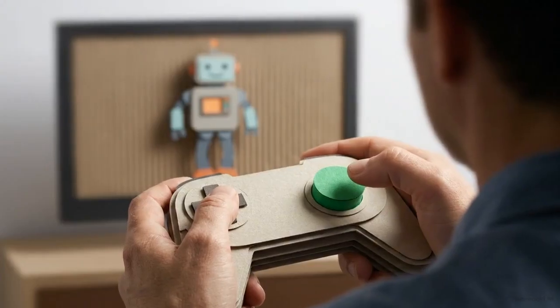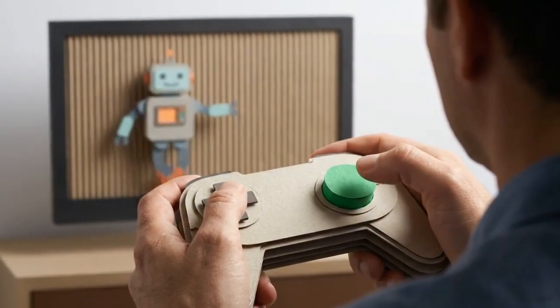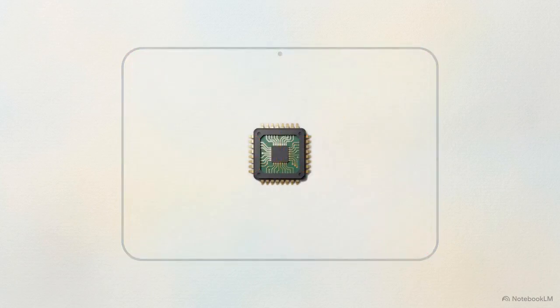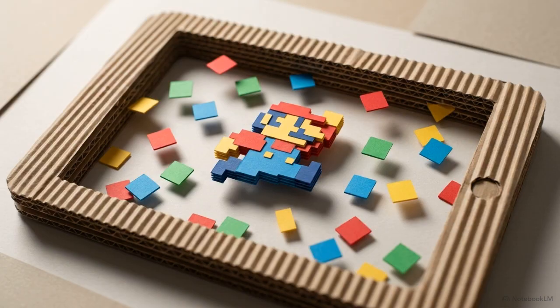When you tap a button to make a video game character jump, you are providing the computer with its input. Deep inside your tablet is a tiny processor that thinks about that button press at lightning speed. That thinking phase is the processing. And when you see your character actually leap up on the screen, that is the final output.